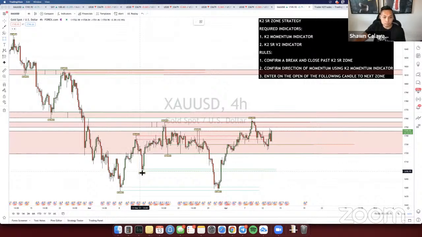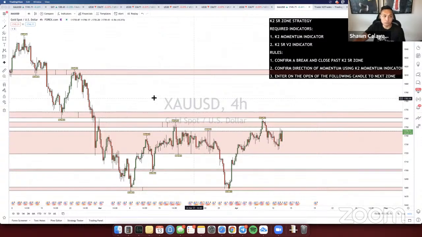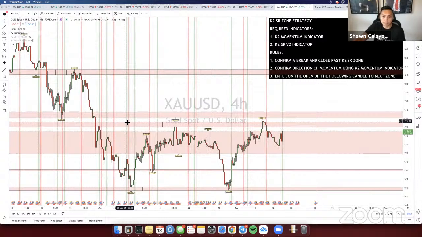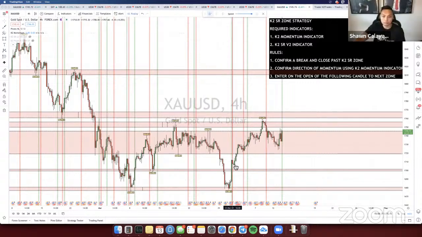Next one is going to be down here. And then last one is going to be over here. So with that said, I turn off the K2sr indicator, and then we have market structure drawn up right here. So basically the way that this strategy works, let me see if I can find an example for you here. Let's see. So we have an example right over here.